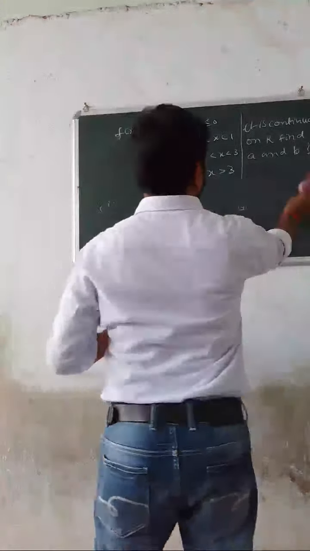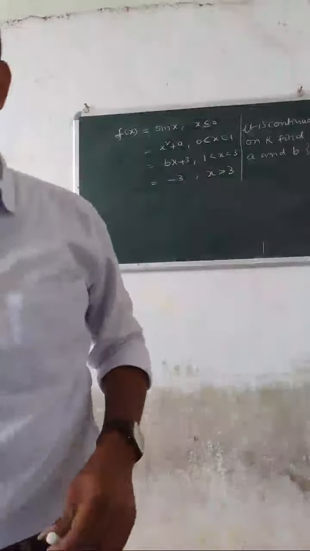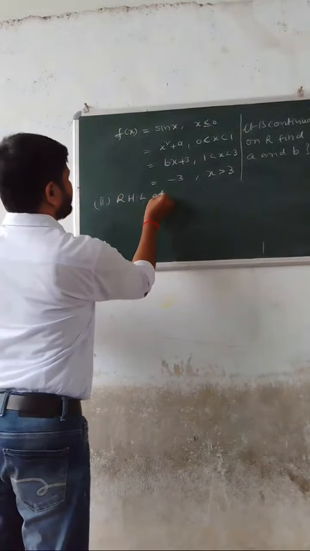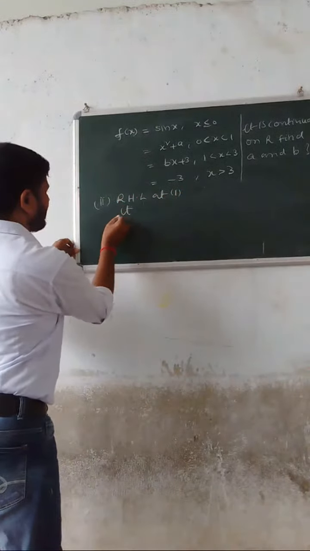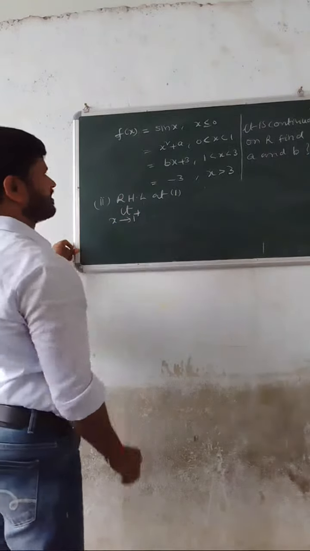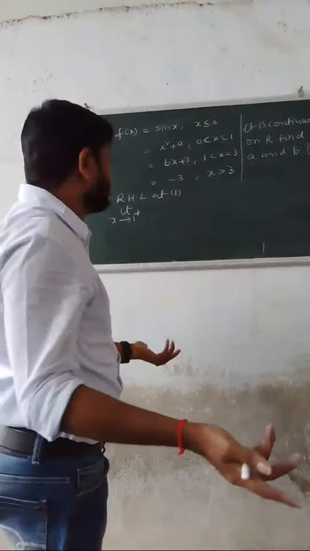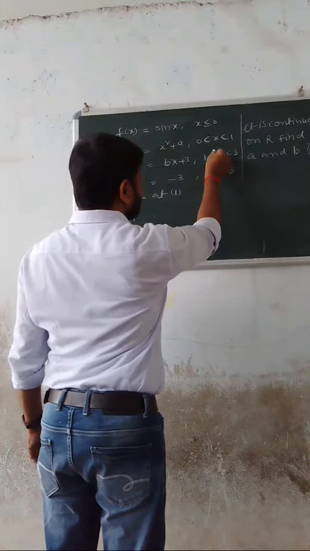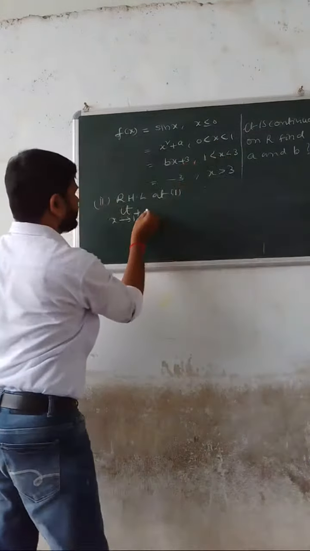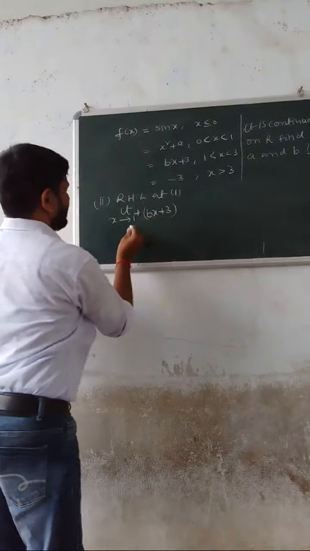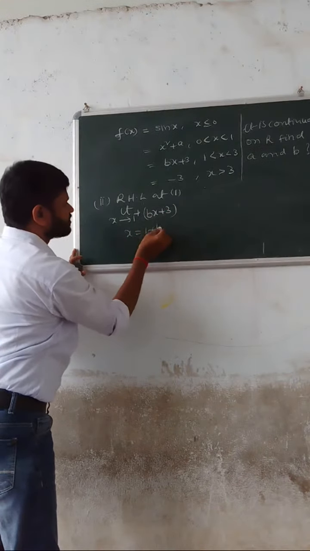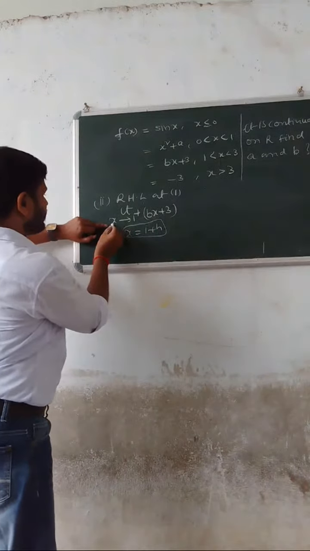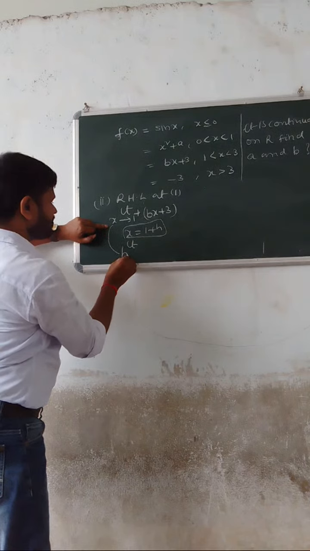So right hand limit and left hand limit. The right hand limit at 1 is limit x tends to 1 plus, 1 plus means x value more than 1. Here 1, but it is x less than. Here also 1, but x greater than. That is bx plus 3. x is equal to what? 1 plus h. Now the limit, x becomes 1 plus h, h tends to 0.